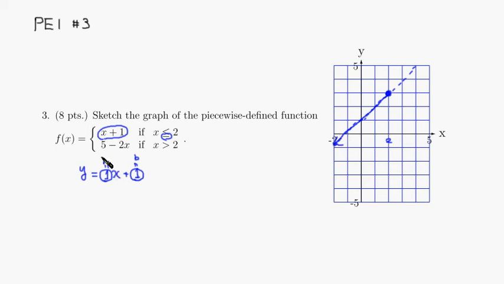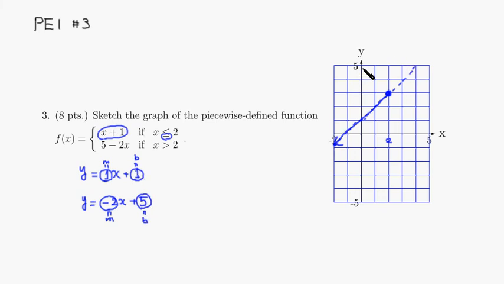All right, then look at the second one. You can see that the equation is basically y equals, I'm going to reorder it, negative 2x plus 5. So you can see that the slope is negative 2, and the y-intercept is 5.